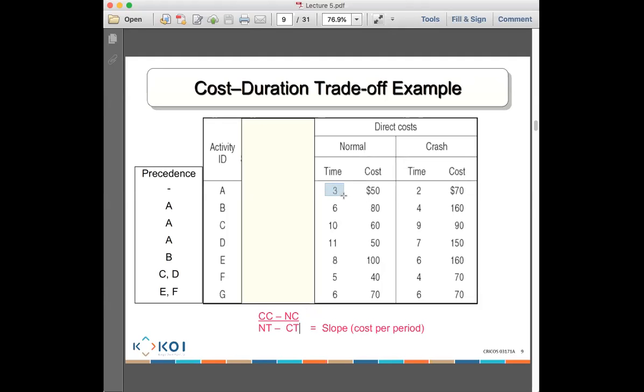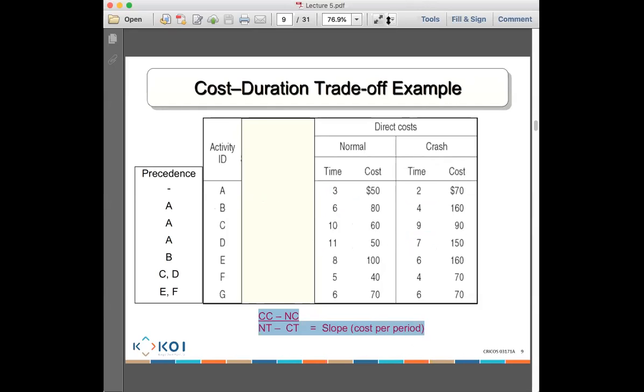So 3 minus 2, I can crash A by 1 period. 6 minus 4, I can crash B by 2 periods. 10 minus 9, I can crash C by 1 period. 11 minus 7, I can crash D by 4 periods. So that's how you calculate how many periods you can crash. And you also have to calculate how much it is going to cost you every time you crash one period, which is your slope.